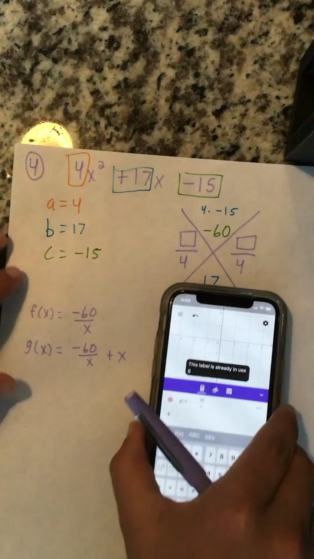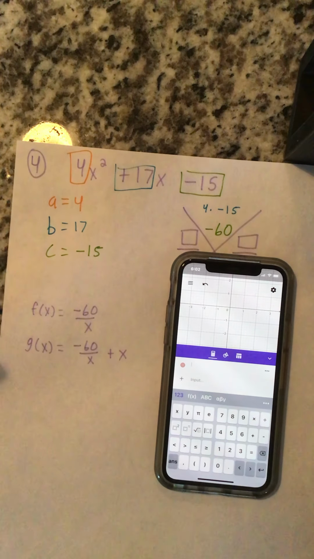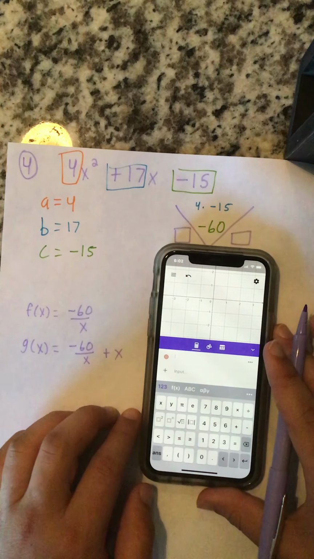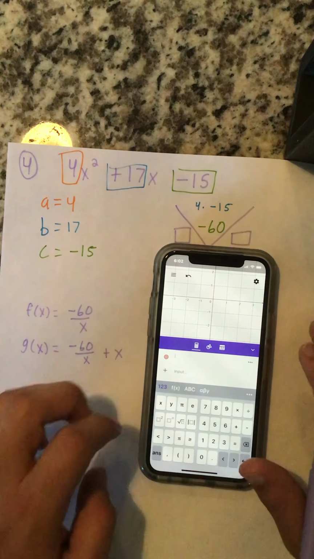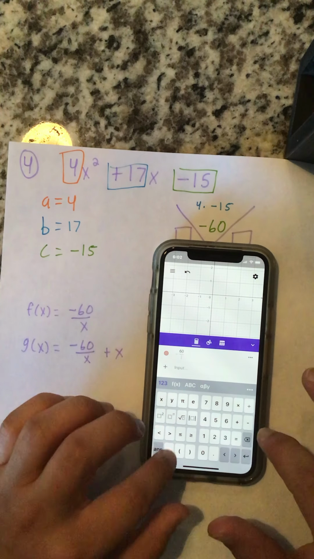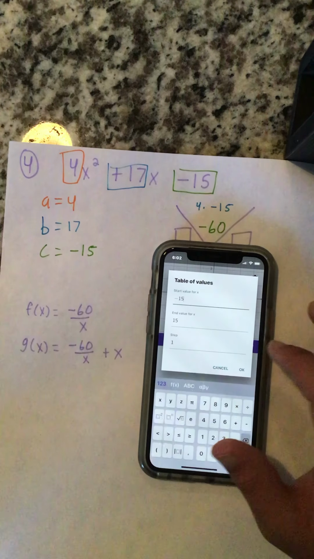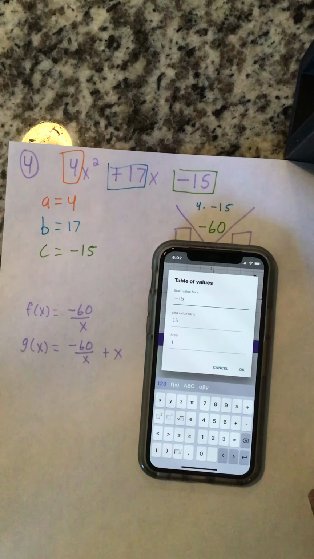So on my calculator, I'm going to type negative 60 over x. And then I'm going to push the 3 dots, table of values. Negative 15 to 15 is good.